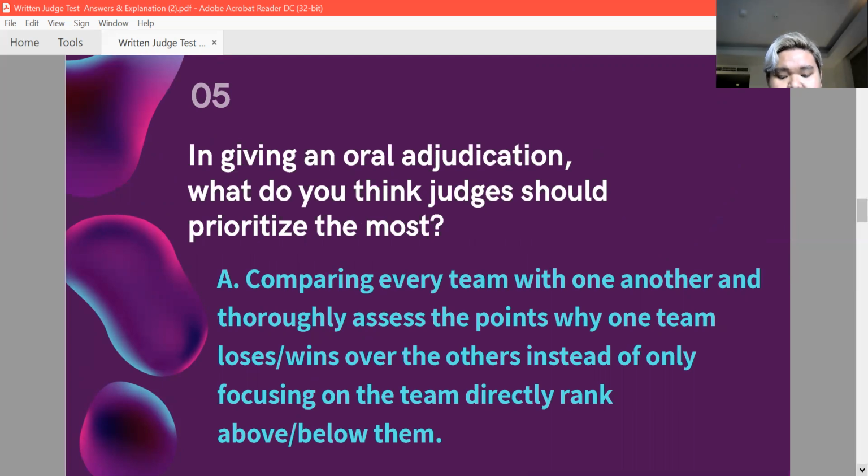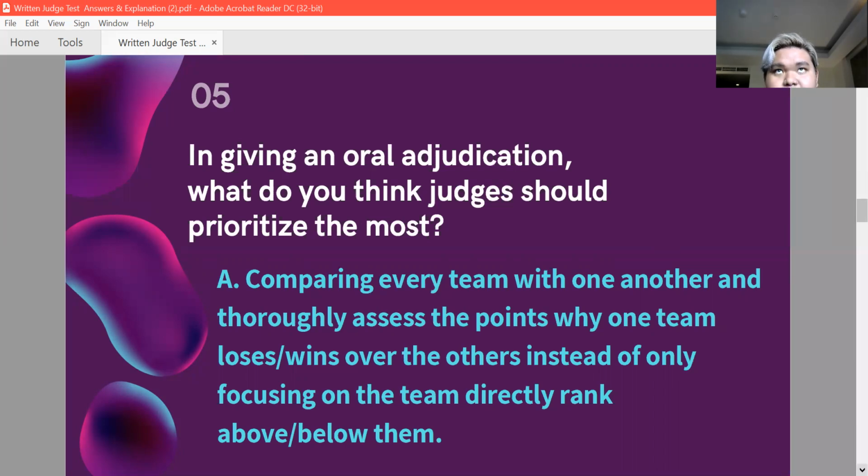A, comparing every team with one another and thoroughly assessing the points why one team loses or wins over the others, instead of only focusing on teams directly ranked above or below them. B, making it as short as possible because more details can be provided during feedback sessions. C, fixating on allocating more time to the first rank team because they should be given more credit for winning the debate. And D, allocating a significant amount of time within the OA to give constructive feedback so teams that do not get first rank can know what to do and argue in order to win the debate. The answer is definitely A.